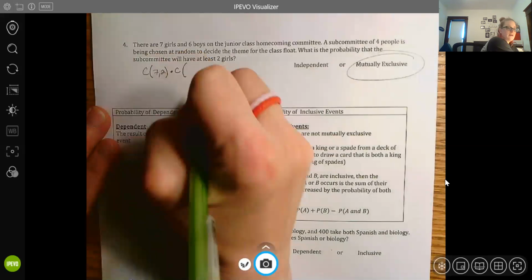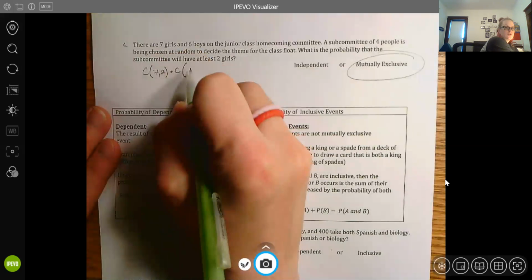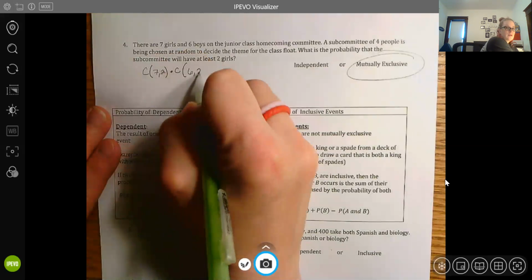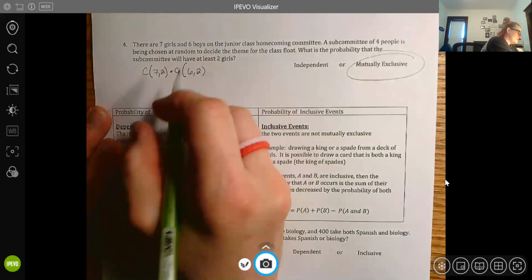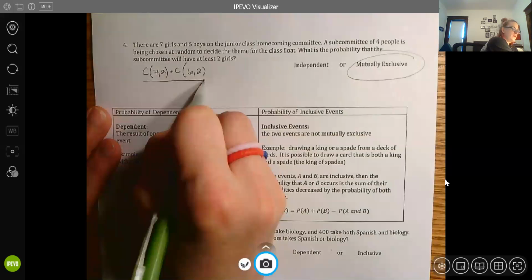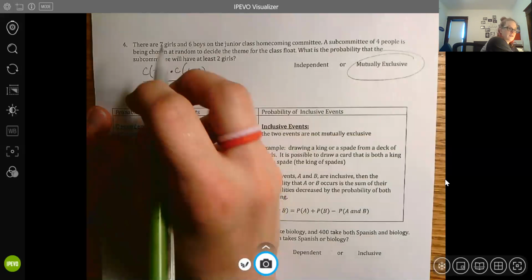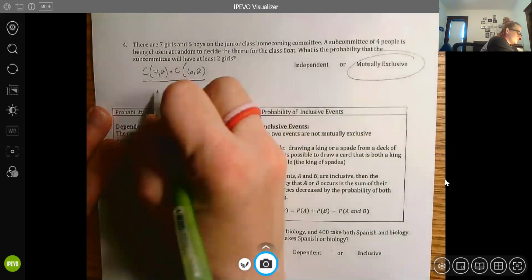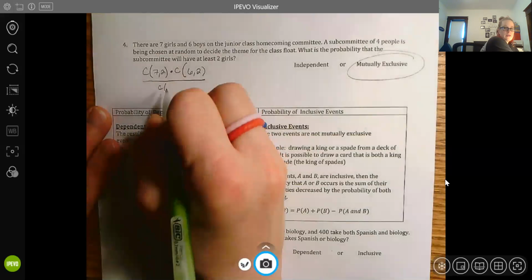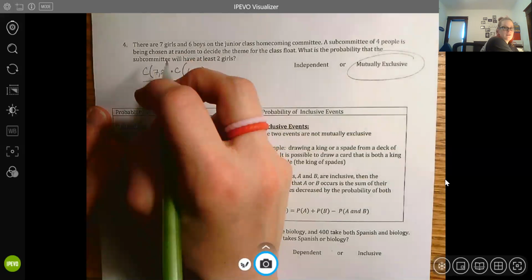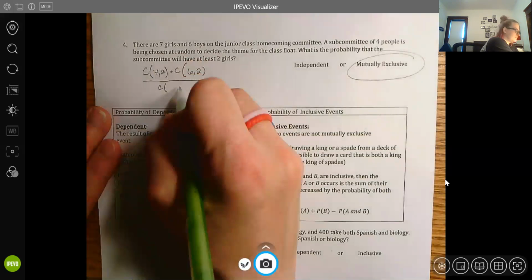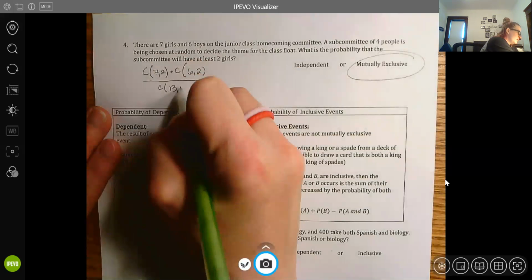So we have to have a combination for those 2 boys. So we have 6 to choose from and 2 boys. Over, so that's the number of successes over the number of possibilities. So that's total people on the committee, chosen from total members. So 7 and 6, so that's 13. And I'm going to choose 4.